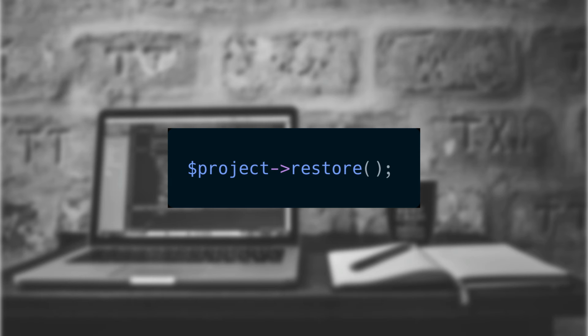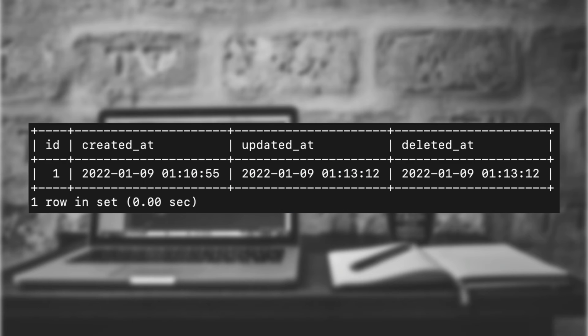Restoring a model. If we accidentally delete the model, Laravel makes it very easy to restore the record using the restore function. In reality, all this is doing is setting the deleted at column to null and then saving it. So much easier than doing a full database restore.